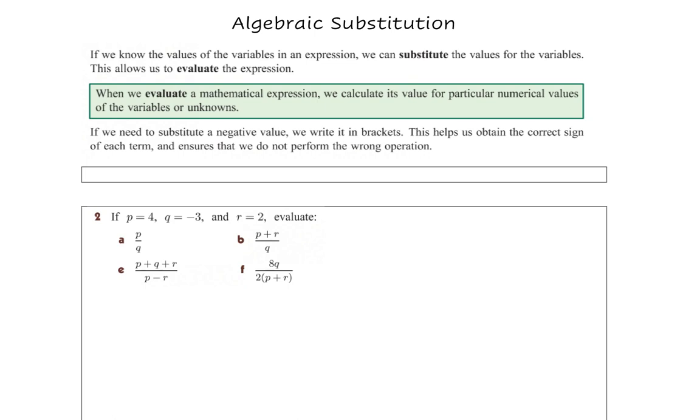So I'm skipping forward a couple of pages and we'll go back later, but we're going to start with algebraic substitution. So if we substitute numbers for the variables, it means putting numbers in the place of the variables in an expression. And we do something called evaluating a mathematical expression. And that basically just means finding an answer for an expression, finding a numerical answer for an expression.